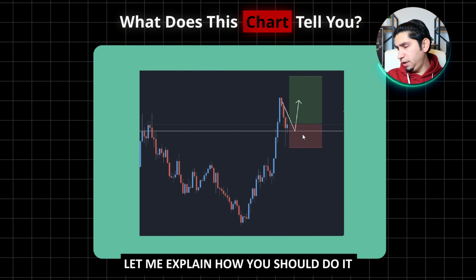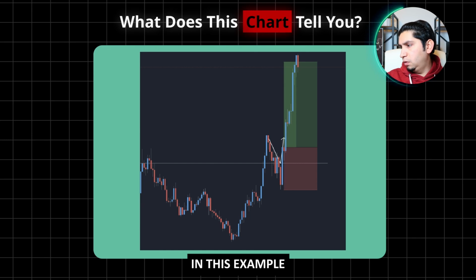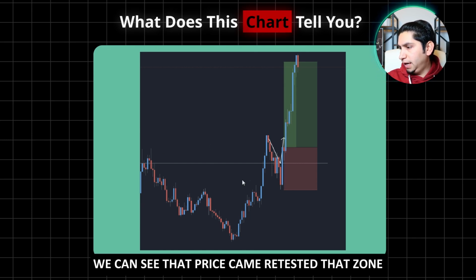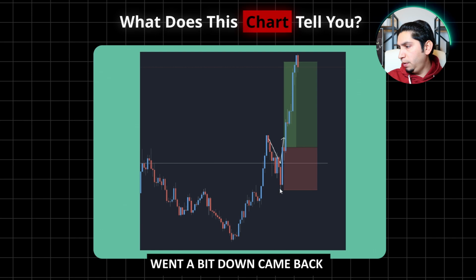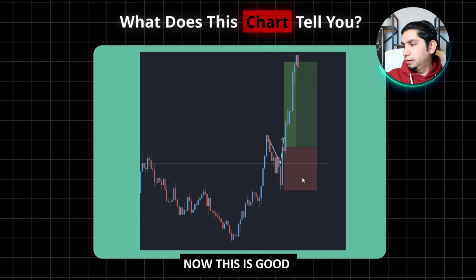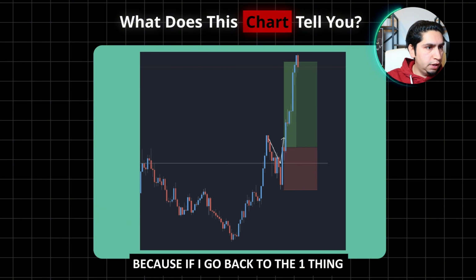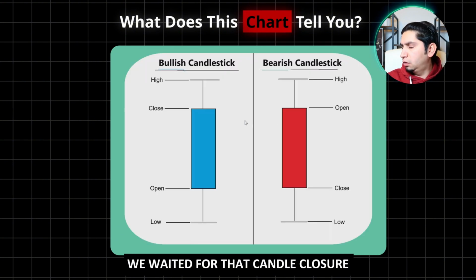Now, let me explain how you should do it. In this example, we can see that price came, retested that zone, went a bit down, came back and pushed further up. Okay? Now, this is good. Why? Because if I go back to the first thing, we waited for that candle closure.